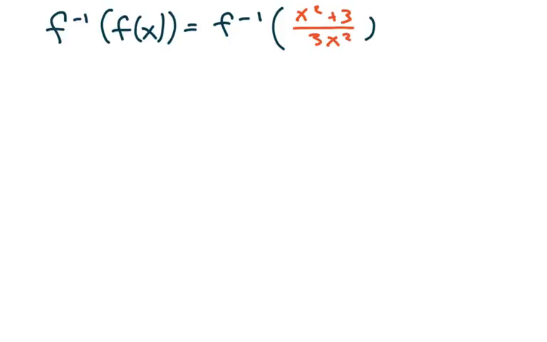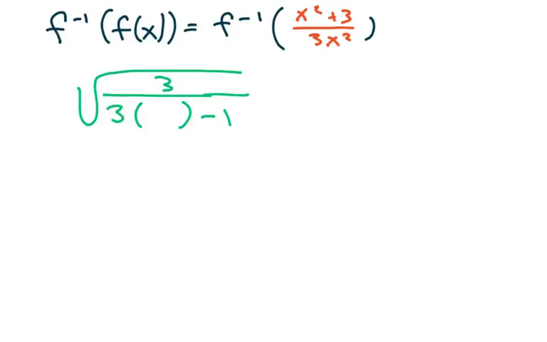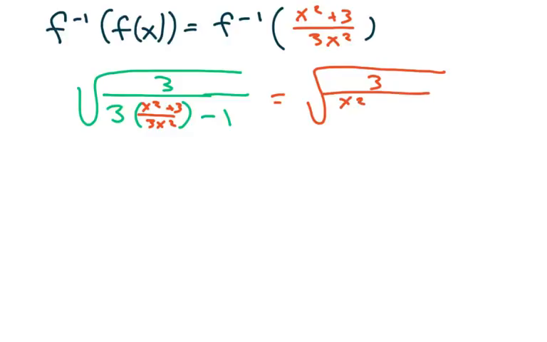The other way is f inverse of f of x. This is going to be f inverse of x squared plus 3 over 3x squared. So I write my f inverse, which is the square root of 3 over 3 times x minus 1. And my x happens to be x squared plus 3 over 3x squared. So I want to simplify my denominator. So I get 3 over x squared, because these 3's cancel, x squared over x squared plus 3 over x squared. I'm just putting this x squared under each piece, minus 1. This equals 1.